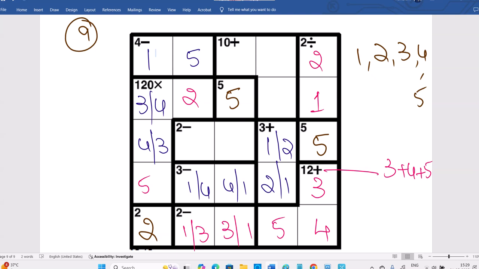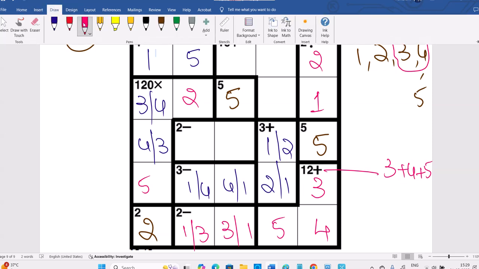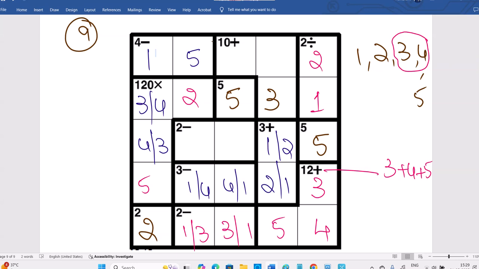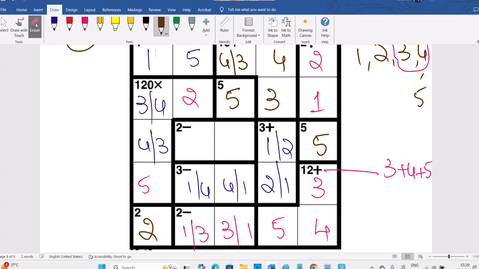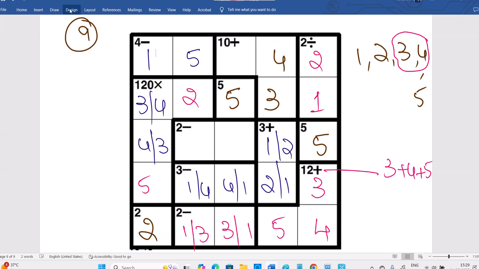Then 10 required, adding 3 numbers. What's the possibility? 2, 3, 5, right? 5 cannot come here, 5 here also not possible. So we need 3, 4, 3. 3 plus 4 plus 3 is 10 only. So 3, 4, 3. 1, 3 will be here. 1, 3 must be here. Here 4 or 3. Here 3. Okay, this must be 4. This must be 3. 3, 4, 3 only because I don't want to involve 5.